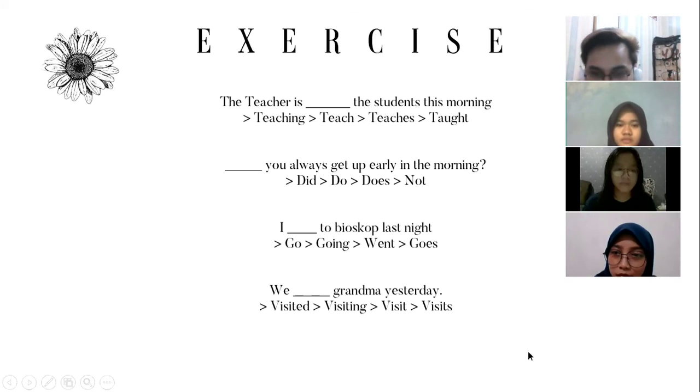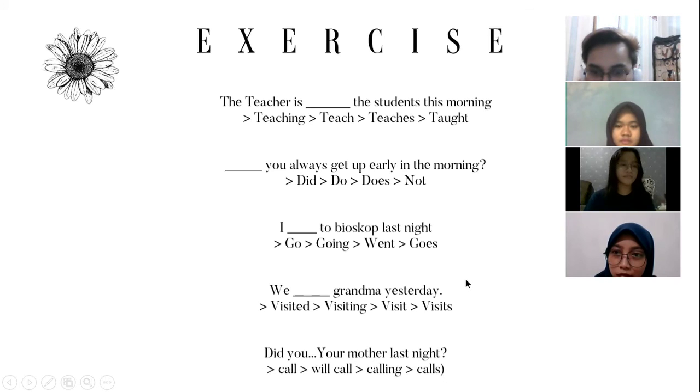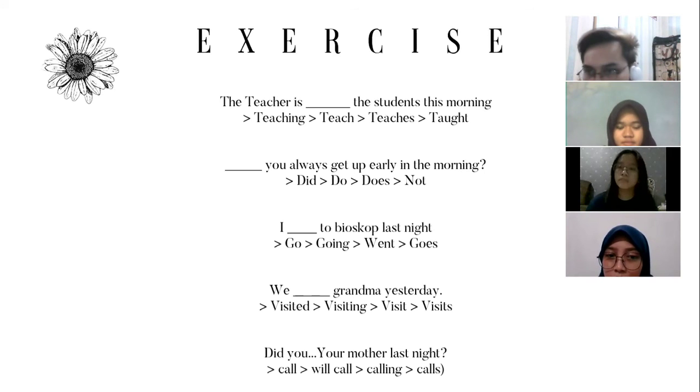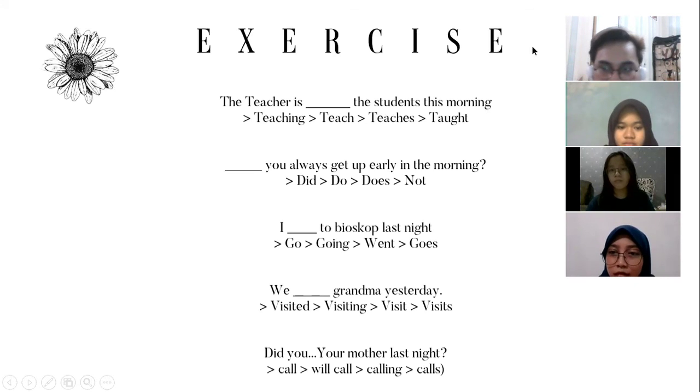Okay, is that it? Well, actually, that is still a question. Did you blah blah blah your mother last night? The answer is call. The reason why I didn't say called is because the question already said did. So if there is already a past verb, you don't have to make the other verb past. Example: did you eat last night? You don't have to say did you ate last night because the did is already in the past tense.